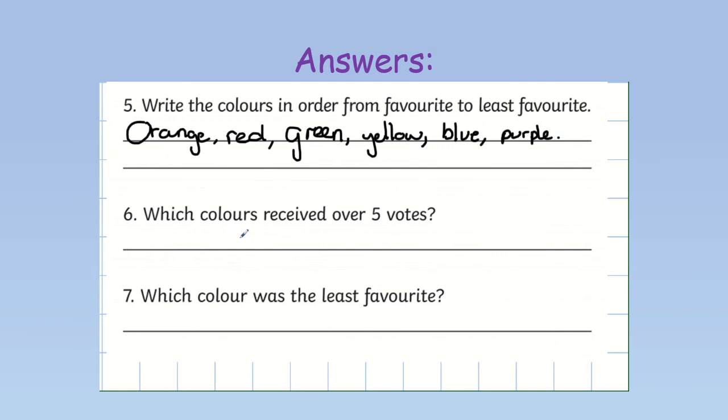Which colours received over 5 votes? Well, red and orange had 8 and 9 votes, and green had 7 votes. Yellow had 5 votes, but this question asks for over 5, so we couldn't include yellow in this answer. And question 7, which was the least favourite?